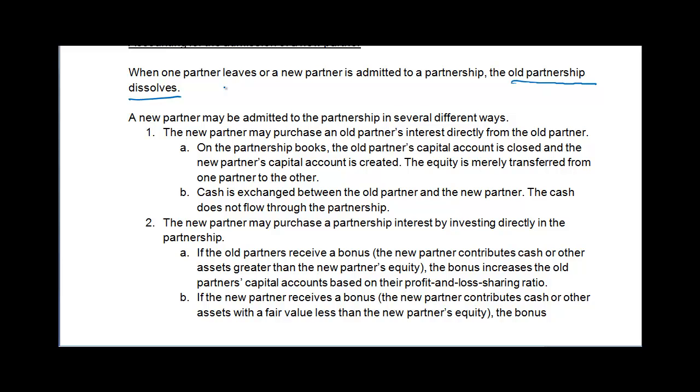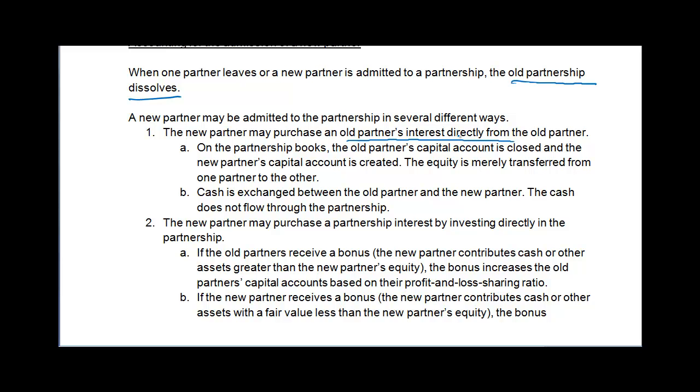Okay. So how can a new partner be admitted? Well, there's actually a number of different ways if you think about it, right? A new partner can go to an old partner and just buy the interest, right? And from the partnership's perspective, really, not a whole lot changes. They have three partners, let's say.